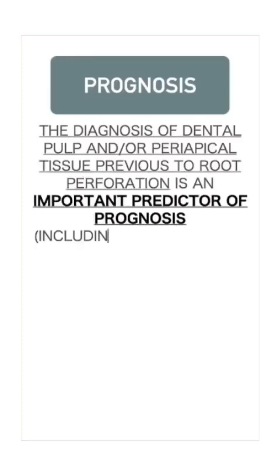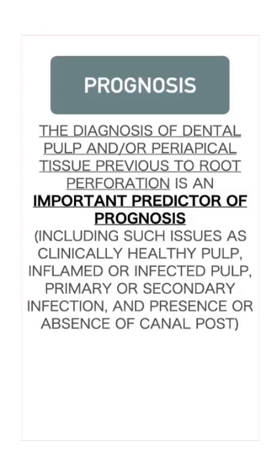The most important predictor of prognosis is the status of the tooth prior to the perforation. For example, if we have a healthy, vital pulp prior to the root perforation, that means that we will have a much better prognosis in the future. While if we have a periapical radiolucency or an apical lesion prior to the perforation, that means that we will have a much worse prognosis in the future.